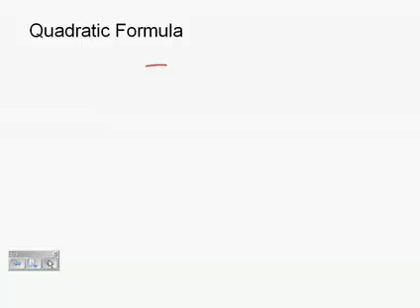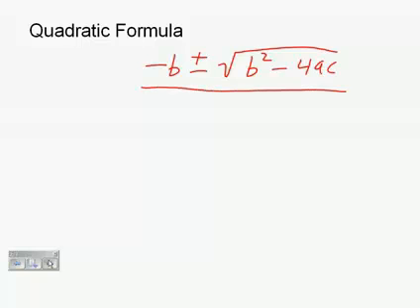So negative b plus or minus the square root of b squared minus 4ac all over 2a. And the square root, you can also call it a radical. That would be the proper definition for a square root, which would be the radical sign.